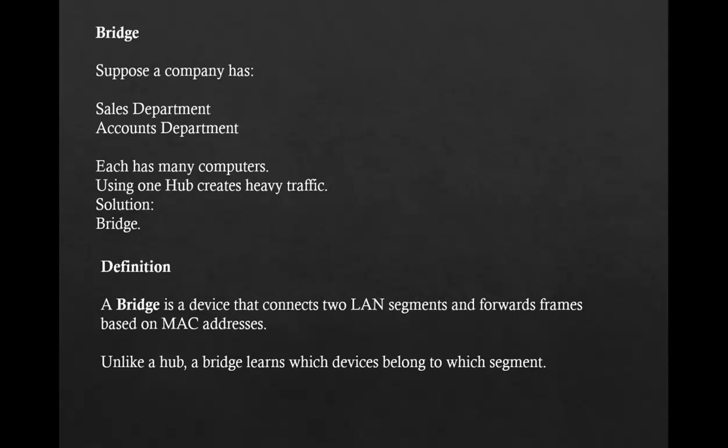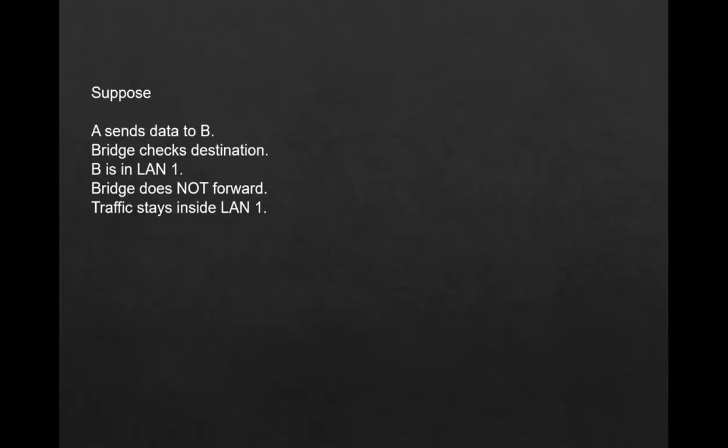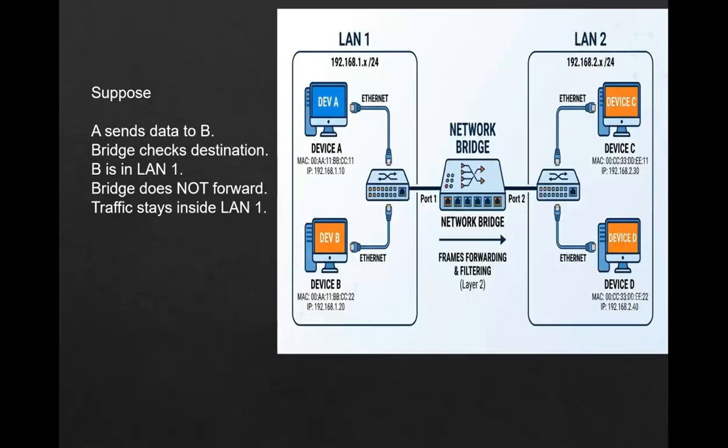Unlike a hub, a bridge will learn which device belongs to which segment. There are two LANs, segment 1 and segment 2, and the bridge understands which device belongs to which segment. Look into the picture. There are two LANs, LAN 1 and LAN 2. Devices A and B are present in LAN 1. Devices C and D are present in LAN 2. Suppose A sends data to B. The bridge checks the destination. B is in LAN 1, so the bridge does not forward the frame. The traffic stays inside the local LAN 1.